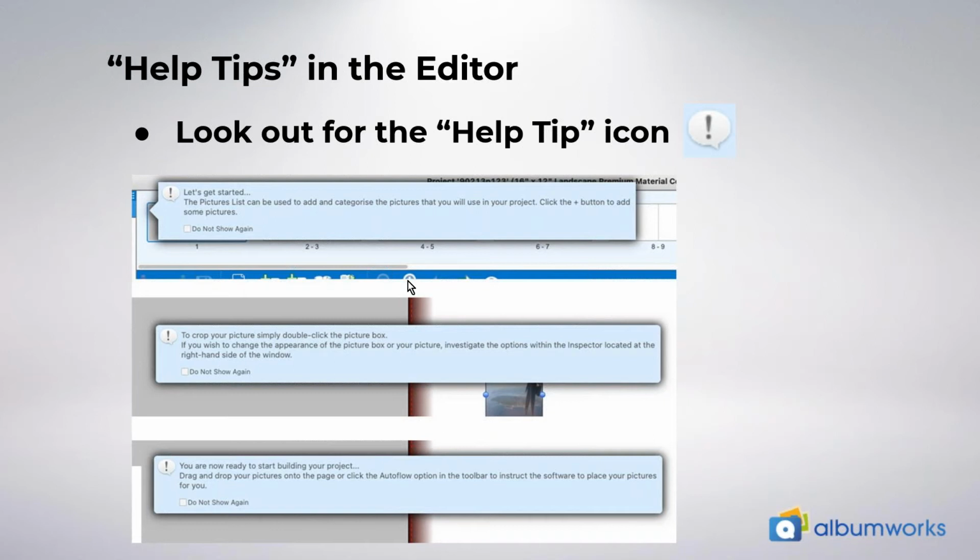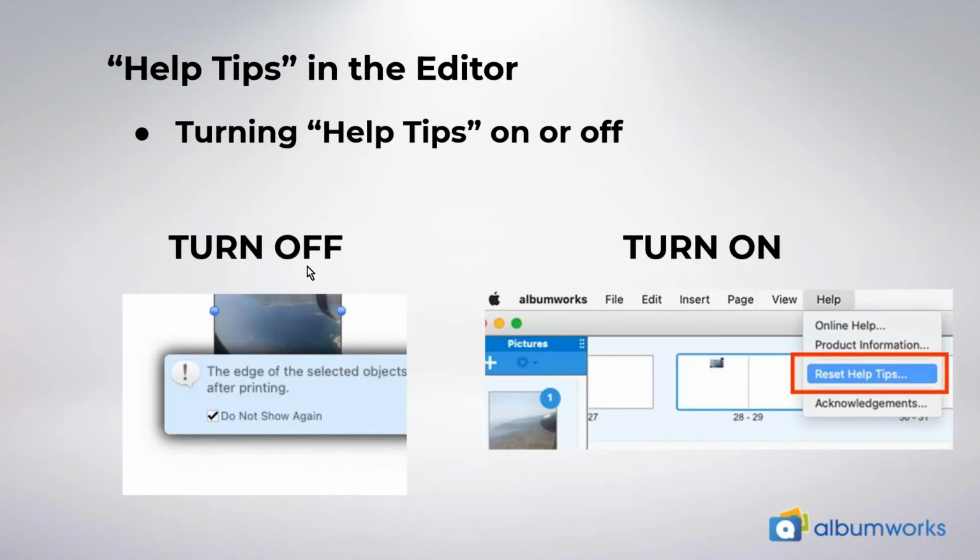So you can always turn off each tip by just ticking the box, do not show again. And that'll stop that particular tip coming up again. If you change your mind and you'd like to turn the tips back on again, you can do so by going to the main menu bar and selecting Help, and then Reset Help Tips. I'll just quickly show you how to do that in the editor.